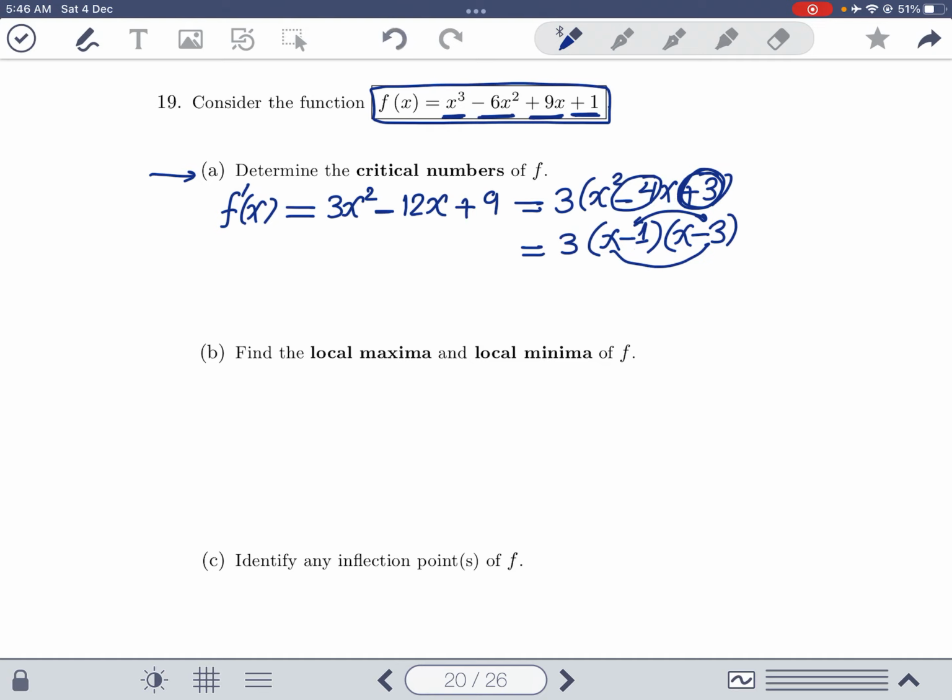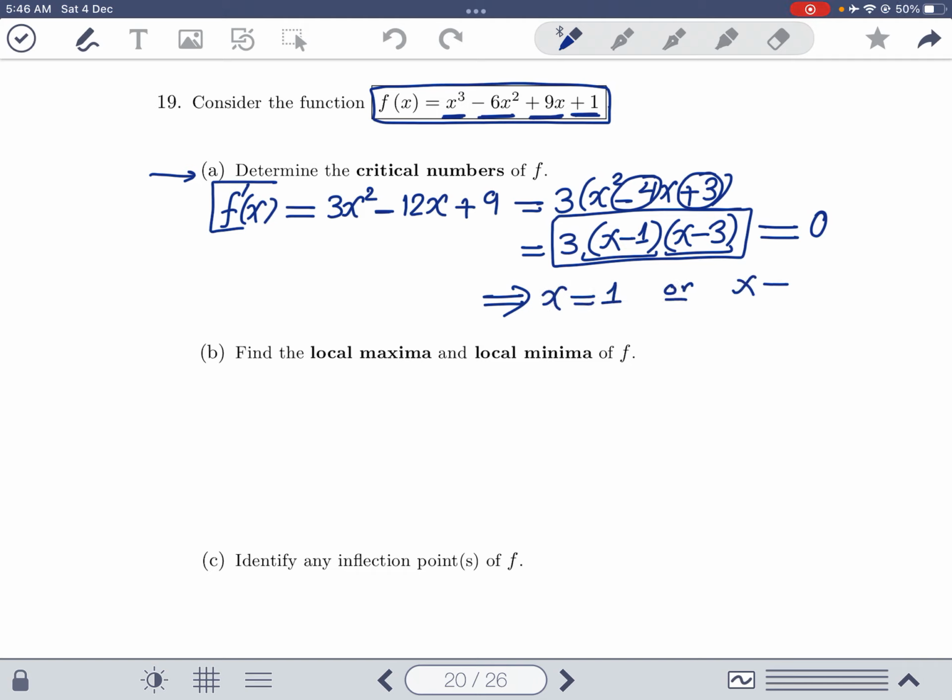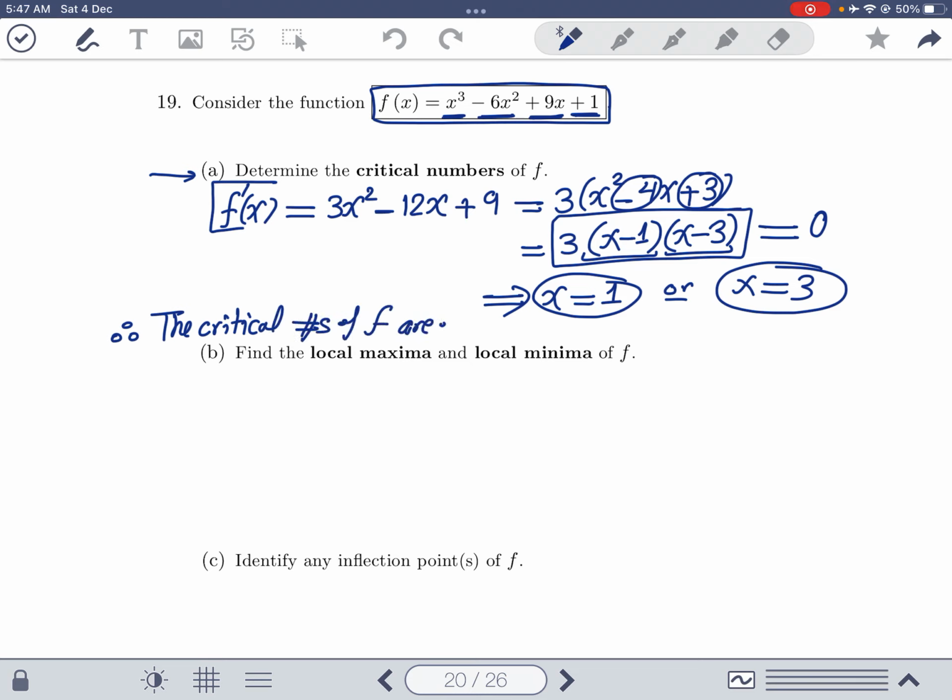So this is why it works, and these are the right factors. And so f prime equals this. Set it equal to 0 to get the critical numbers, because this derivative exists everywhere. So if we set it equal to 0, we just get that either this is 0 or this is 0. So x is either 1 or x is 3. Those two are the critical numbers. So you can say, therefore, the critical numbers of f are x equals 1 and x equals 3.